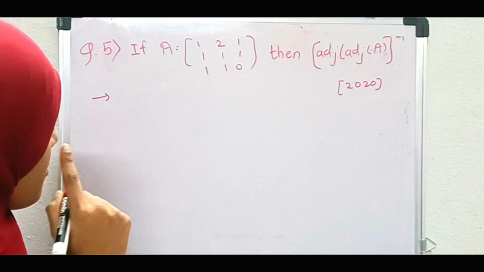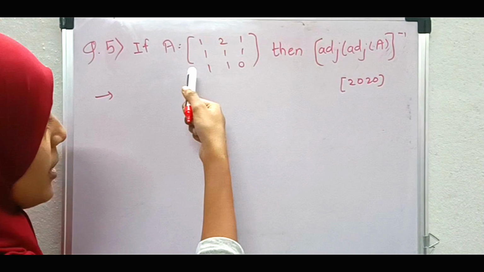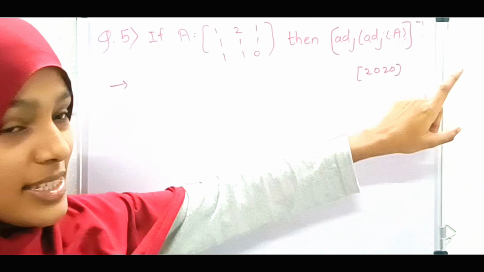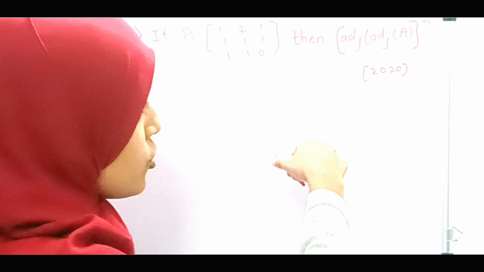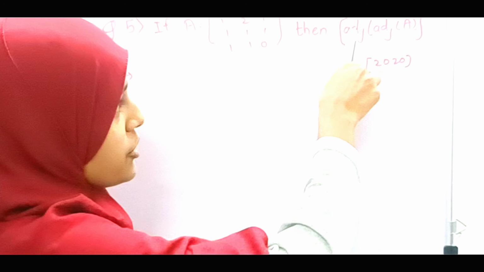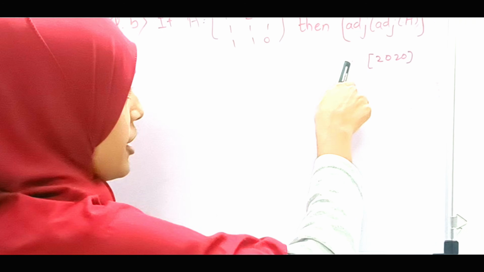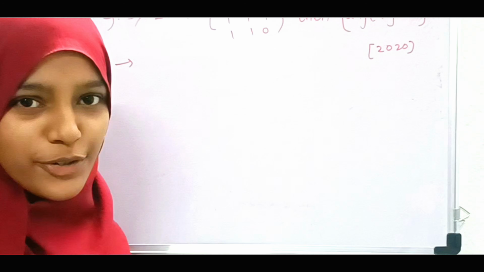So here we are given the matrix A such that 1, 2, 1; 1, 1, 1; and 1, 1, 0, and then we have to find the inverse of adjoint of adjoint A. But let's see, here is the inverse sign. So we have to find inverse of adjoint A. Do we have a formula for it? No, but we do have a short trick for adjoint of adjoint A. So let's find the adjoint of adjoint A.